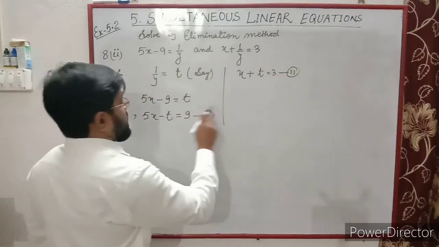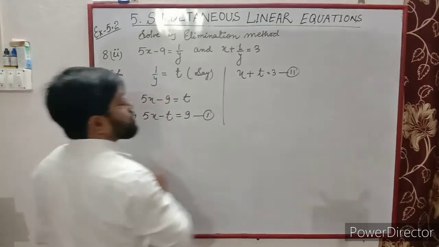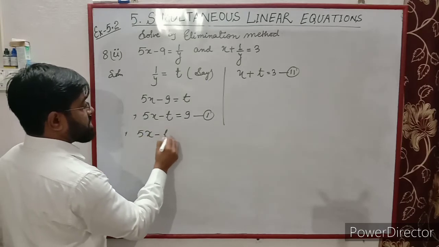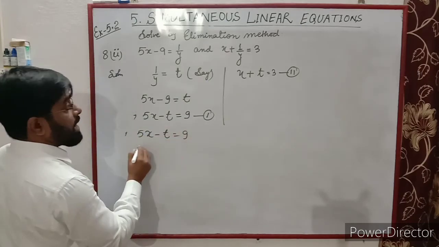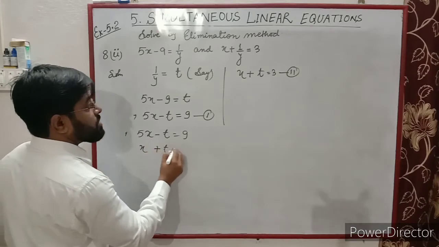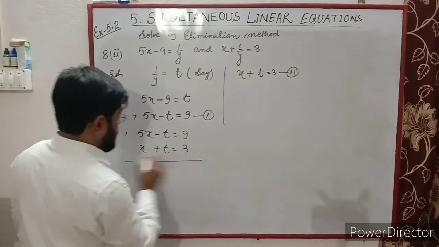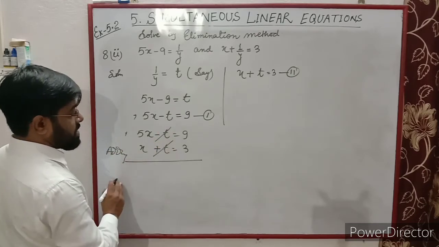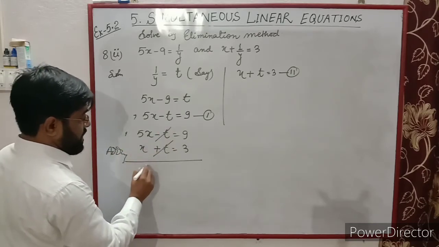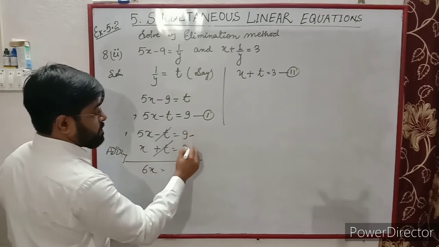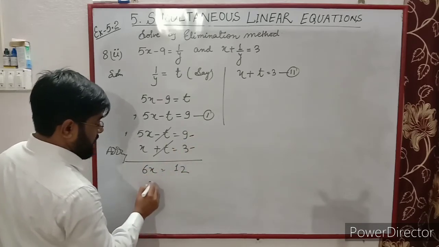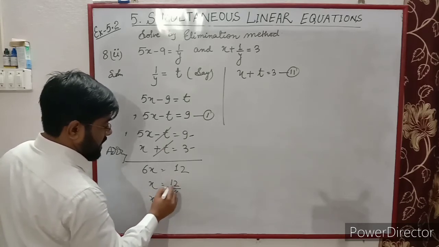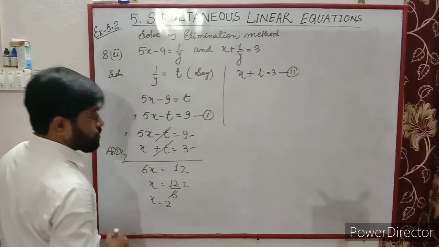Now here is minus t, here is plus t. So 5x minus t is equal to 9 and x plus t is equal to 3. Now adding, minus t plus t cancelled out. So 5x plus x we have 6x, 9 plus 3 is 12. So x is equal to 12 by 6. So after simplification we have x is equal to 2.